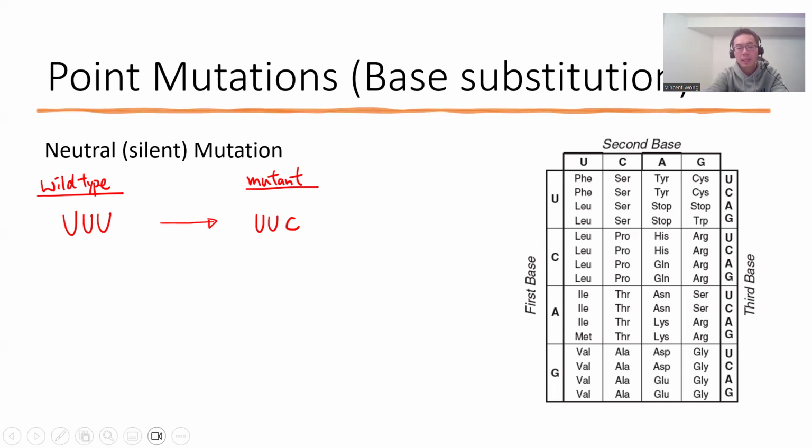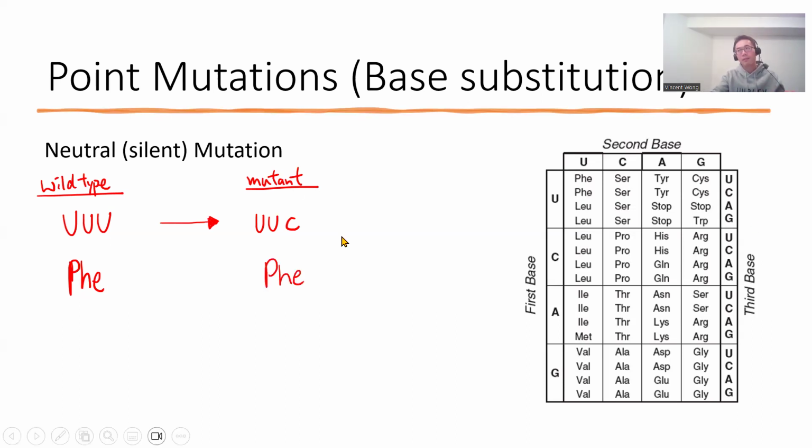Can you look them up, please? Let's look up UUU first. What does UUU code for? PHE. PHE, right? Okay, good. This is PHE. What about UUC? All of you really need to do this to understand it. Don't just take my word for it. Figure it out. What does UUC code for? The same? PHE, yeah.